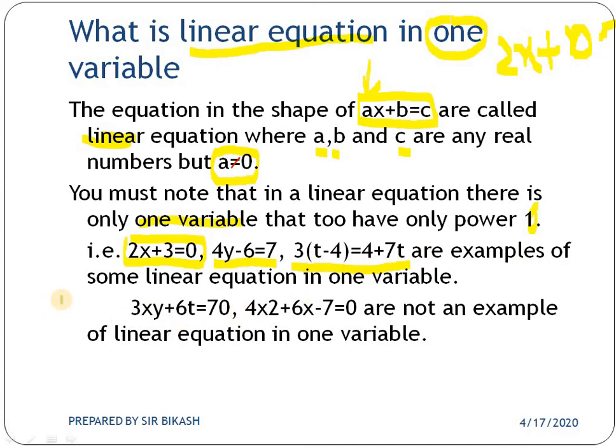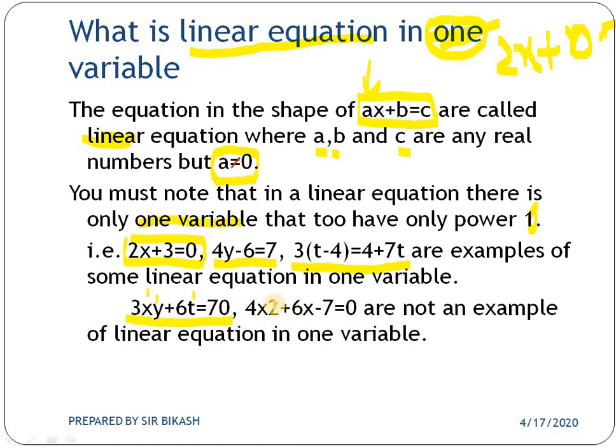Similarly, which are not examples of linear equations? That means which are not linear equations in one variable. You see this one, 3xy plus 6t equals 7t. Here I used three variables. Did you notice? x is a variable, y is a variable, and t is a variable. So three variables are there. We cannot have more than one variable. That means we must use only one variable. So it is not a linear equation in one variable. Similarly, this is also not a linear equation.